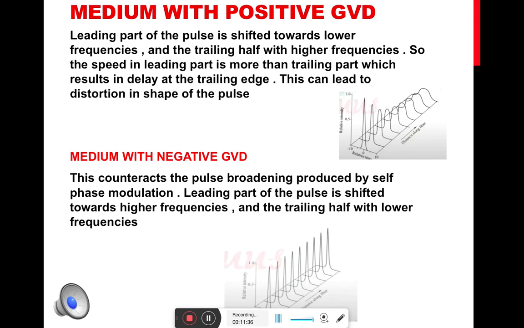And negative GVD, as I already told, always counteracts self phase modulation. Here the leading part has higher frequency components and the trailing part has lower frequency components. Since the higher frequency part is at the starting edge, there is no delay, hence there is no distortion in the shape of the pulse. As you can see from the figure, all the pulses are the same size and shape. So concluding, self phase modulation counteracting with negative GVD is used for soliton propagation.